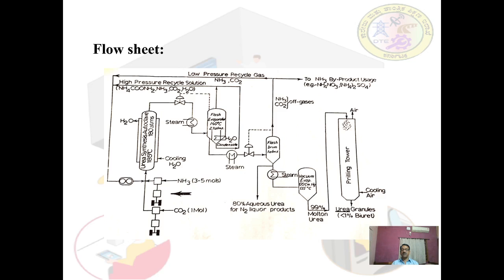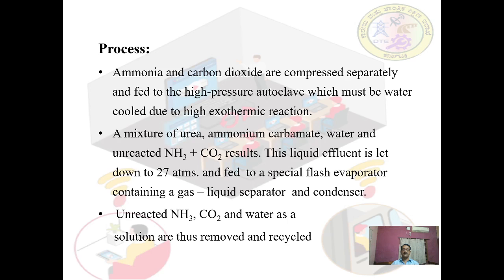From the flash drum, it goes to a vacuum evaporator where the urea solution is concentrated to about 99% concentration. This molten urea is then sprayed in a prilling tower to produce urea granules, which contain less than 1% biuret. To avoid this formation of biuret, the temperature of molten urea should be maintained just above the boiling point of 132 degrees Celsius. Let us see the process in detail.